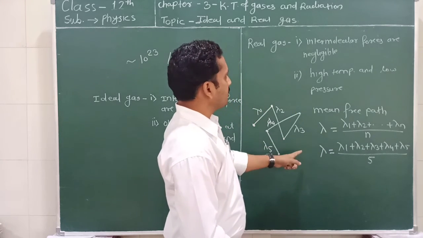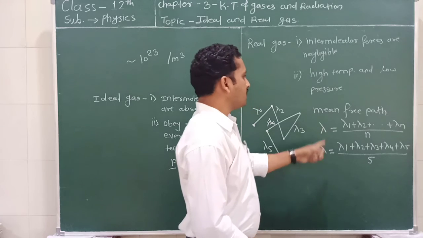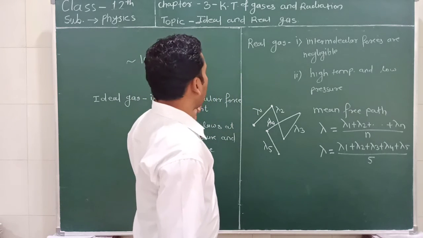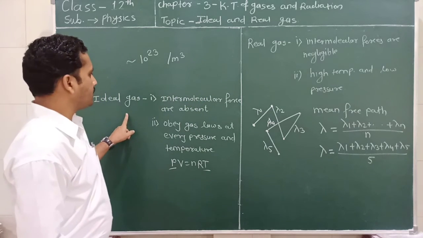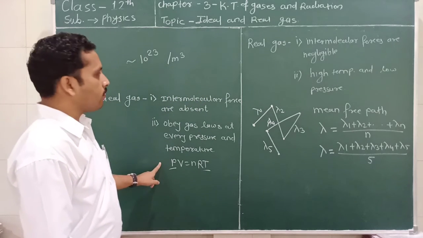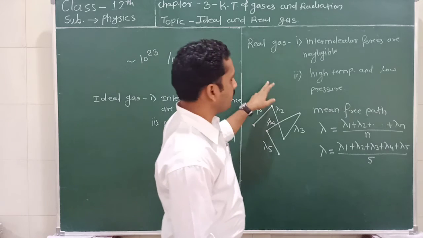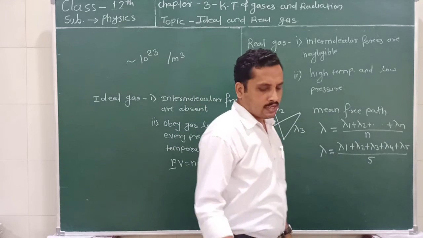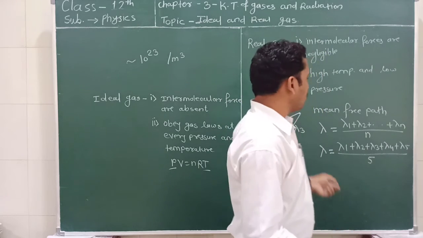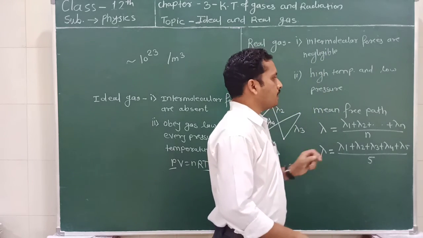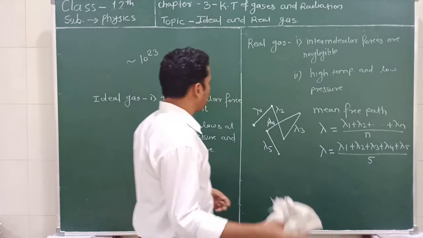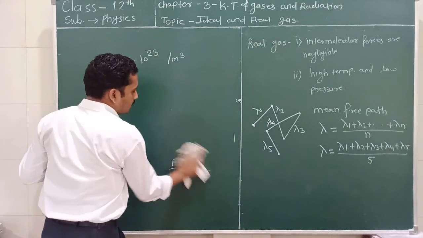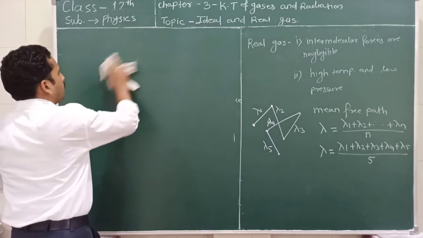So in this lecture, what did we see? We saw the behavior of gases under the kinetic theory, as well as the characteristics of the ideal gas and of the real gas. Then we saw what the free path is, and then the mean free path. Now this mean free path depends on some parameters, some properties. On which quantities does this mean free path depend?